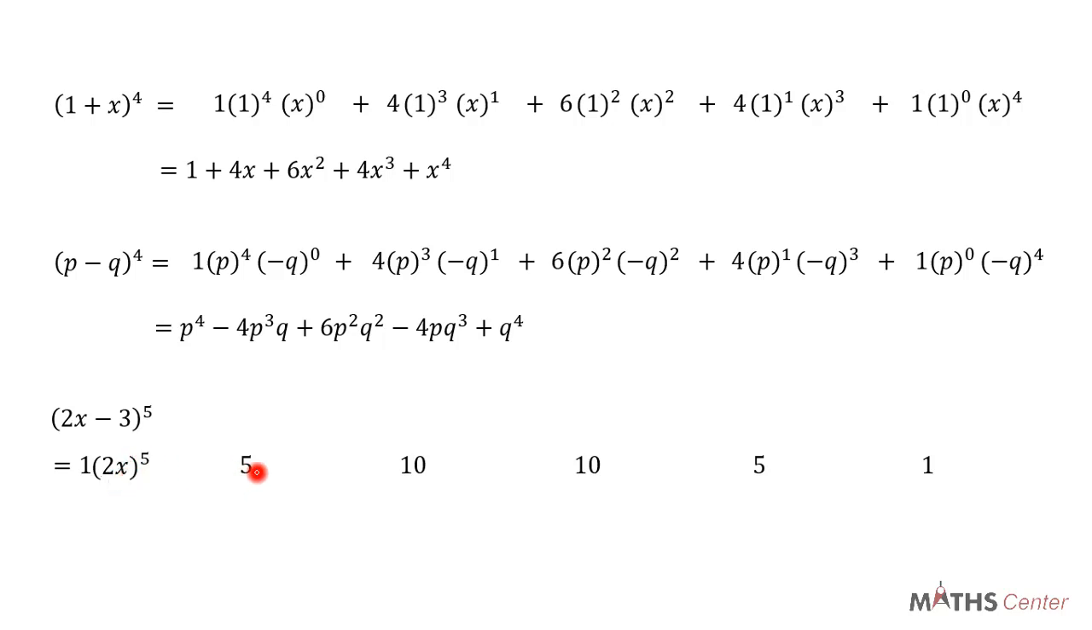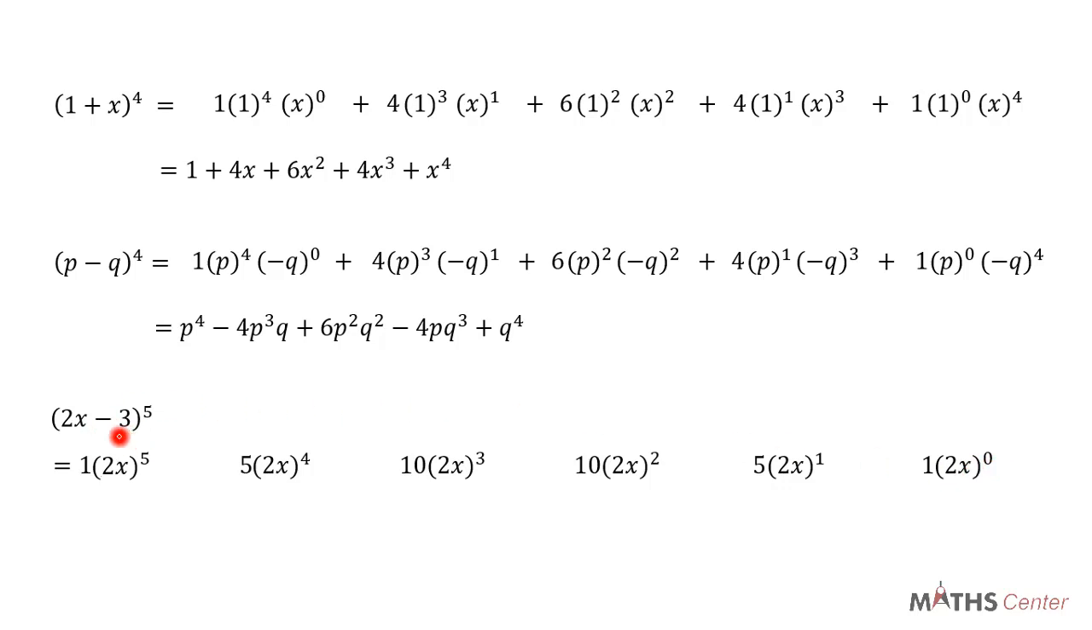In the next term, the exponent on 2x will reduce by 1. So that will give us 2x exponent 4. In the next term, the exponent on 2x will reduce by 1 again. So that will be 2x exponent 3. In the next term, the exponent on 2x reduces by 1 again. That will give us 2x exponent 2. In the next term, the exponent on 2x reduces by 1 again, so we have 2x exponent 1. And the last term, the exponent on 2x will reduce by 1 again. That gives us 2x exponent 0.